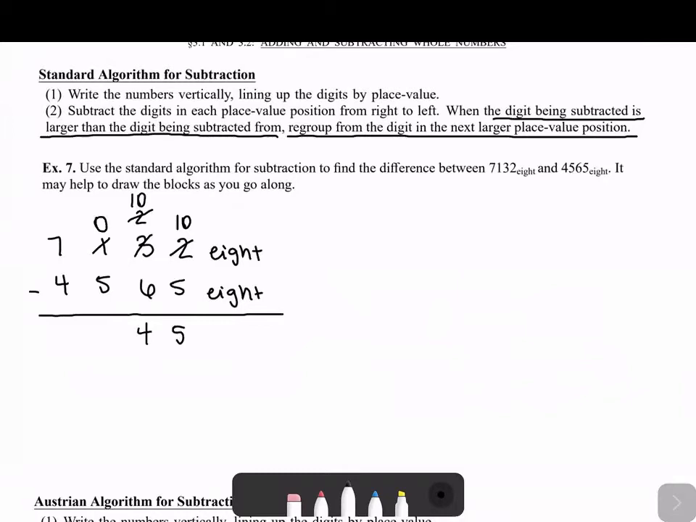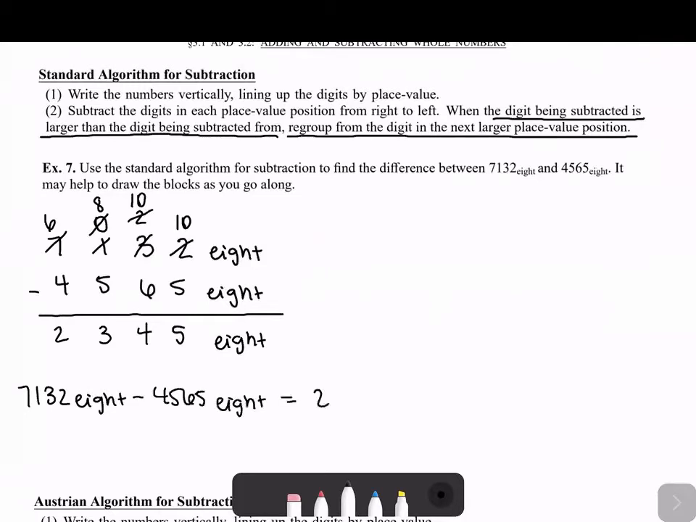Again, we cannot do 0 minus 5. So we're going to take 1 away here and add 8. 8 minus 5 is 3. 6 minus 4 is 2. So we're going to get 2, 3, 4, 5, base 8. So we can write this out: 7, 1, 3, 2, base 8, minus 4, 5, 6, 5, base 8 is 2, 3, 4, 5, base 8.